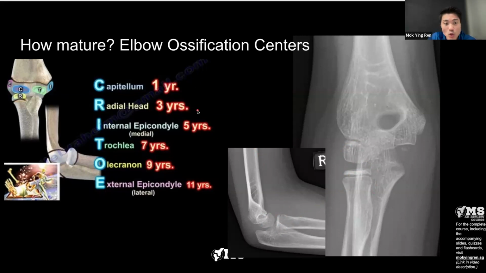Right? Next, do I see anything over the medial epicondyle? On the medial epicondyle, I don't see anything separate. And I confirm that by noticing that there is a very minimal ossification at the trochlear. So all I can say from this patient is that it is at least 3 years old. May not be 5 years old yet, based on the CRETO mnemonic.